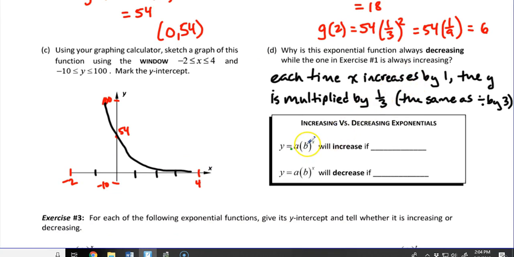Or hopefully you recognize it's going to grow if b is greater than 1, but if b is between 1 and 0, b is going to decrease. Obviously, if it's negative, weird stuff's going to happen, but we have to have a positive base. But if it's less than 1 and positive, it's going to decrease or decay.